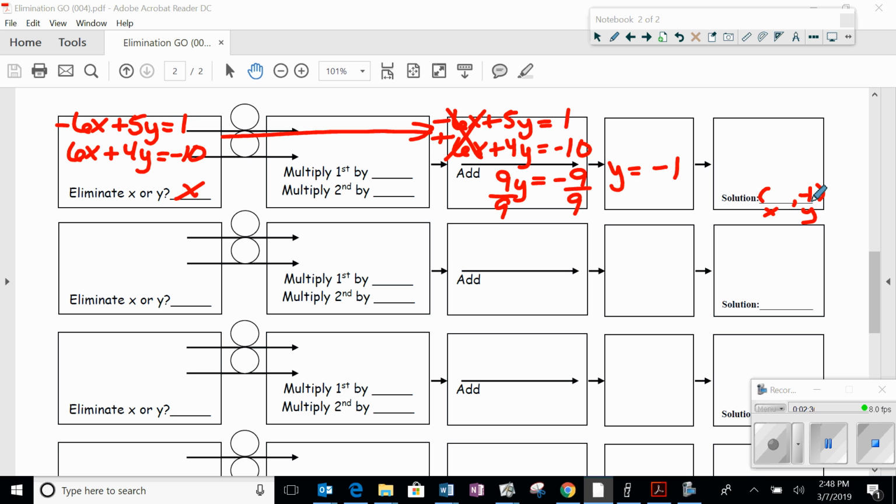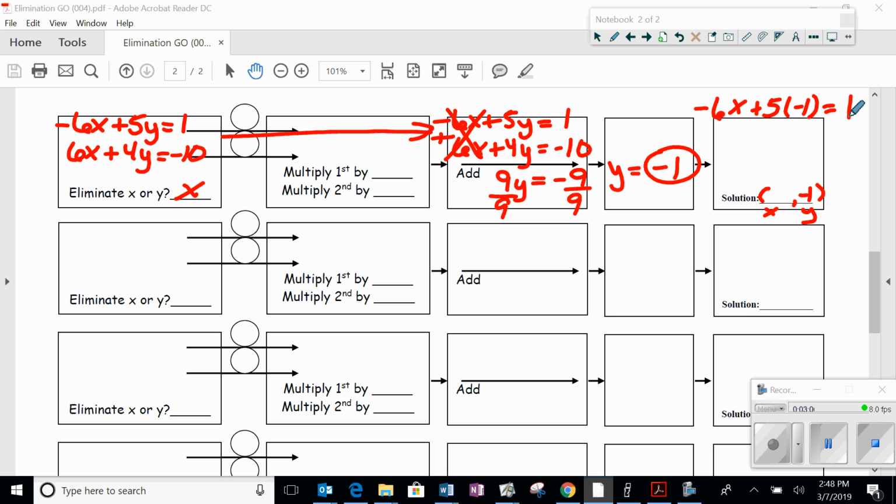So I'm going to go to one of the original problems. You can either use the first equation or the second equation. And you're going to substitute the y value of -1. So I'm going to use the first one. So we get -6x plus 5 times -1 equals 1.